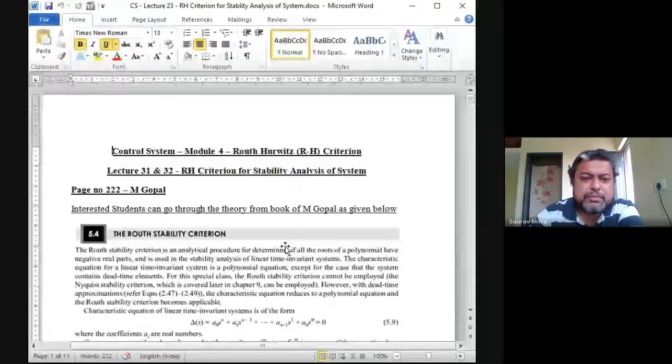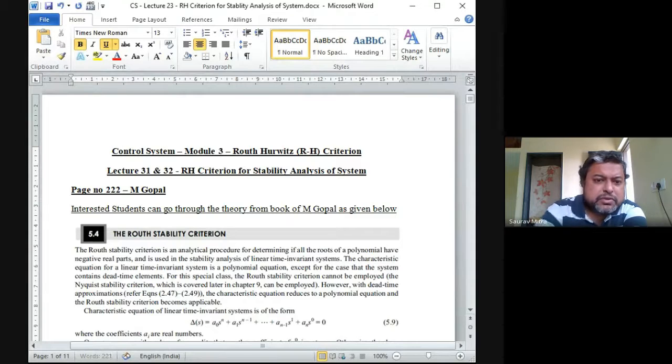So let me launch my handwritten note, and this can be found in the book of M. Gopal, at page number 222. The book is already uploaded, in the very initial part of this Google Classroom. You will find the book PDF, and in it, page number 222, you will find the Routh-Hurwitz criteria. I think my notes are visible to you. I have just uploaded the control system notes. It is given as Module 4, but it is actually module 3 for your syllabus.